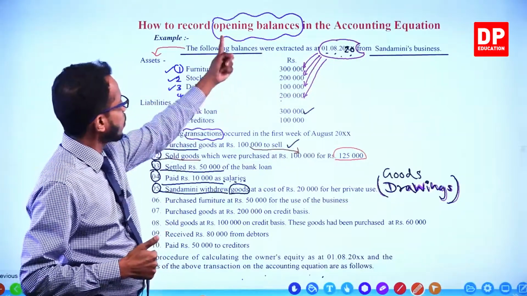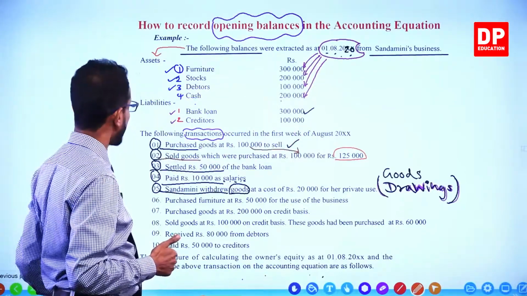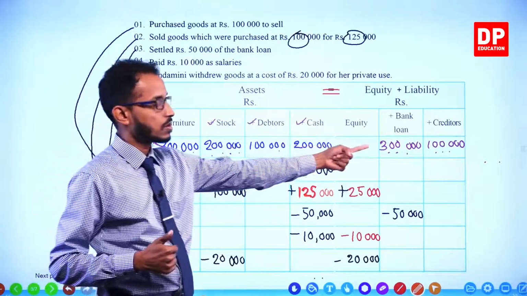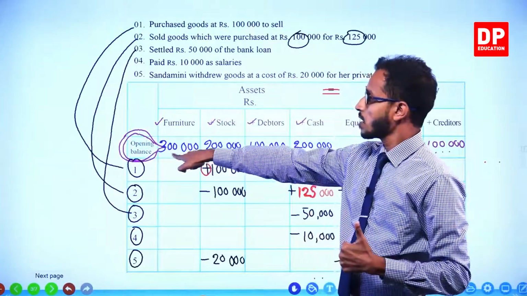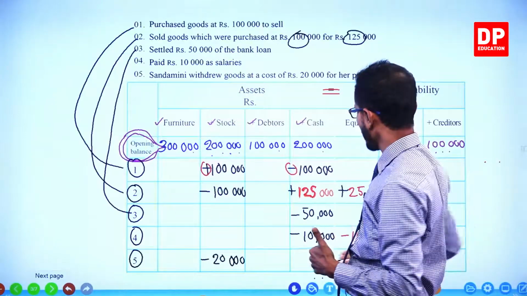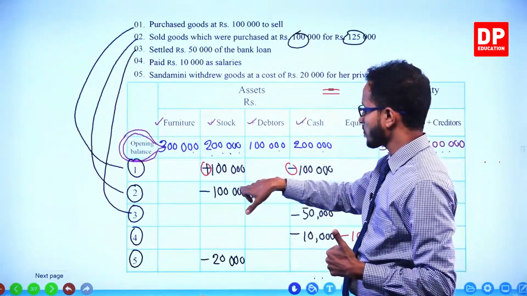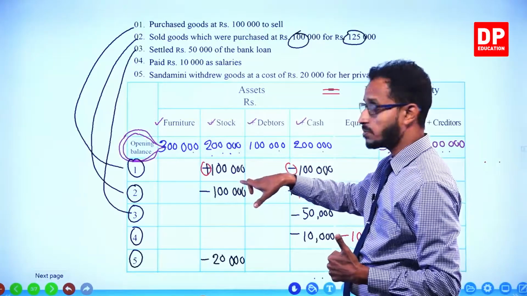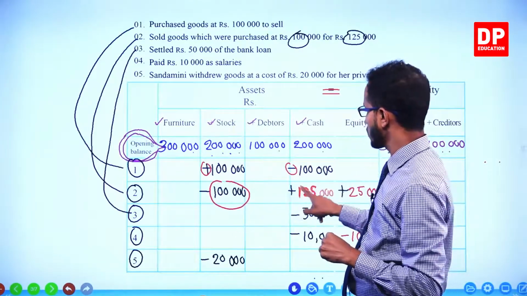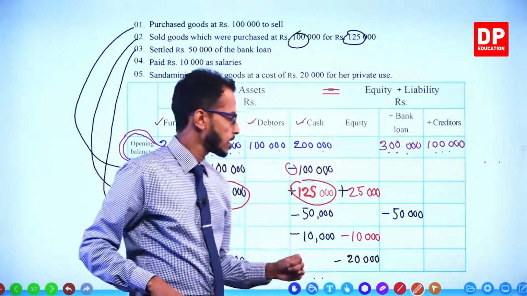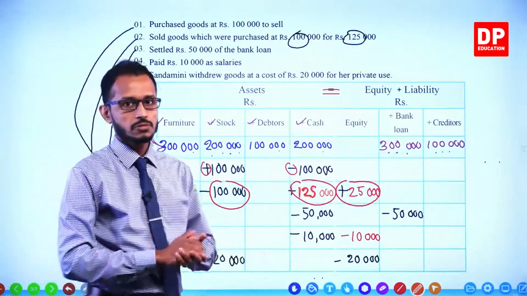Now you learned how to record opening balances. We recorded opening balances, see? And we recorded the transactions, the effects or impacts of transactions. In some transactions you learn that there can be more than two impacts. 1, 2 and 3. There can be 3 impacts.